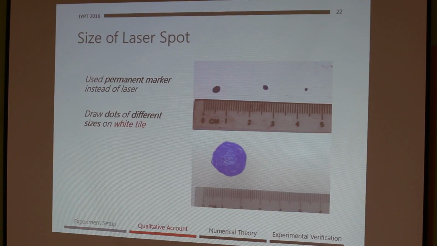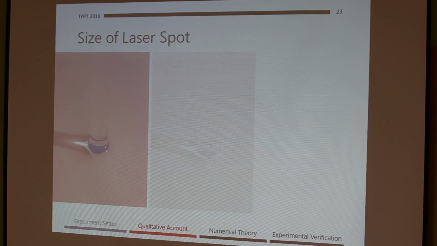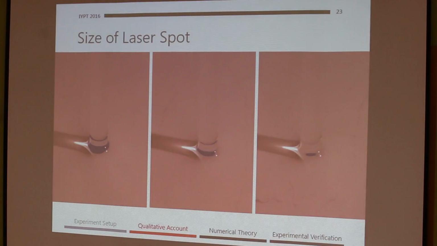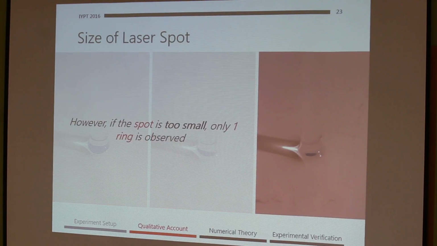For this, we drew dots of different sizes on our white tile, and we observe the image of the dots through the water flow, and using this, we can observe some interesting effects. Here are some of the images we obtained for various dot sizes in decreasing order. We note that for larger dots, we observe what we usually do with the laser beam, which is the formation of two rings of light. However, if the spot is too small, we only observe one ring of light, and this ring is also not a complete ring, as you can see.